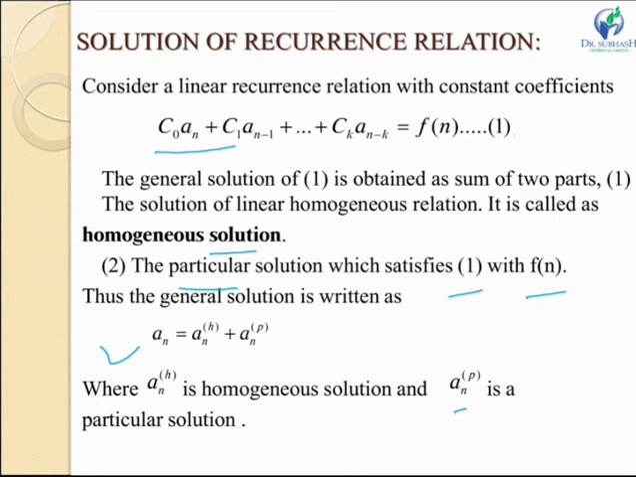a particular solution. Now see, when we have a homogeneous equation, that is when f(n) equals 0, we just need to find a(n)h. When f(n) is not equal to 0, we need to find both a(n)h and a(n)p.